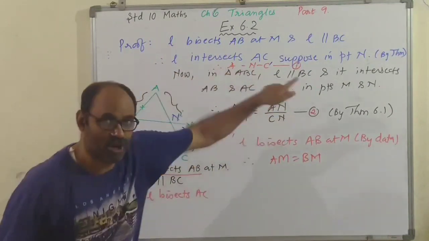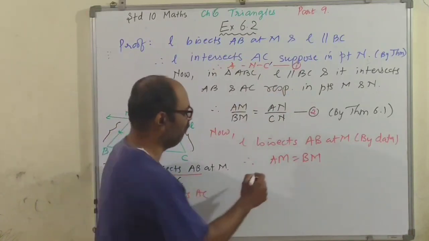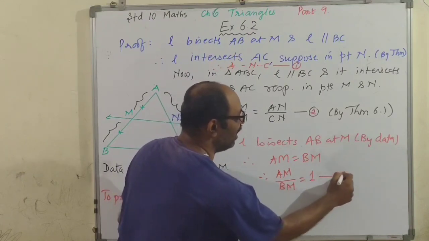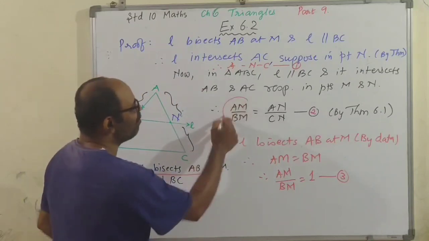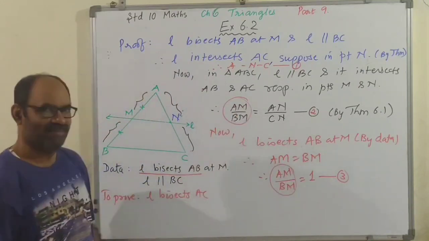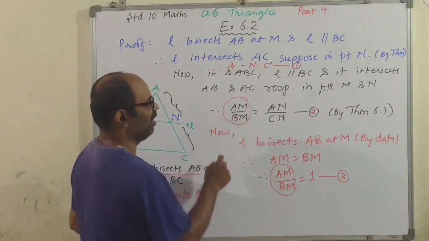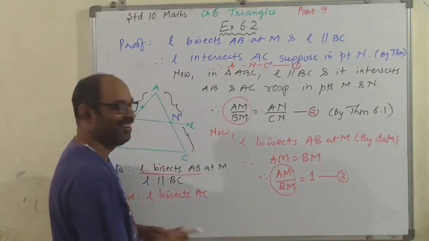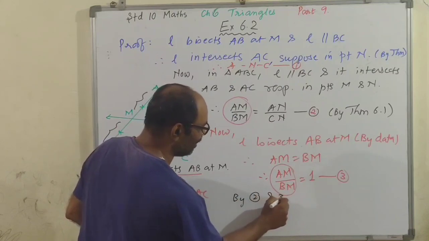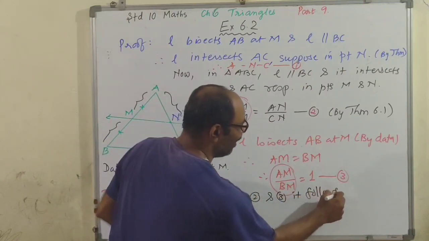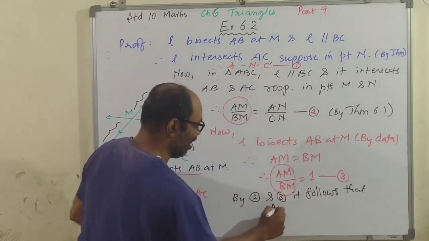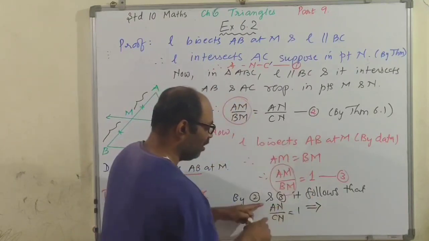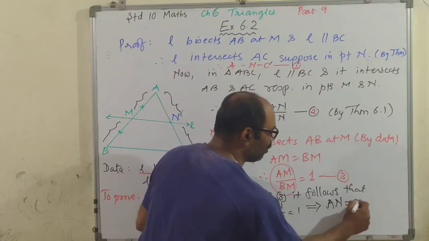Children, since here ratios are involved, I am going to express this in ratio form. Therefore, AM upon BM is equal to 1. Result 3. Children, AM upon BM is 1. So if you substitute here, see, left hand sides are same, so right hand sides are equal. You can use Euclid's property as well. So by 2 and 3, it follows that AN upon CN is equal to 1, which implies, taking CN across, AN is equal to CN.